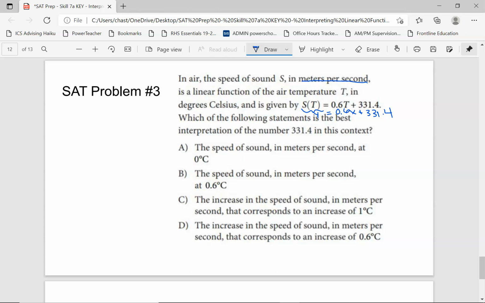Okay, so T is temperature and s is going to be the speed of sound. So this would be the speed at 0 degrees Celsius, okay? And the reason for that is because the x would be 0. In this case, the x is the T, which would be the air temperature, and it'd have to be equal to 0. So the speed of sound in meters per second at 0 degrees Celsius, okay?